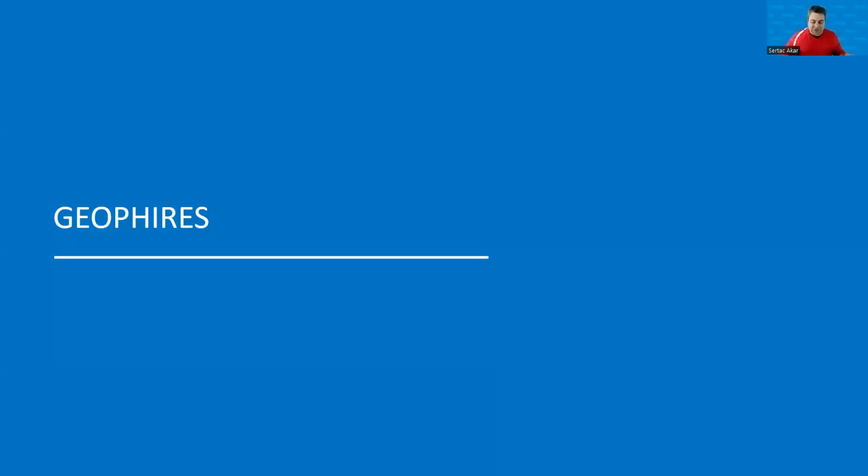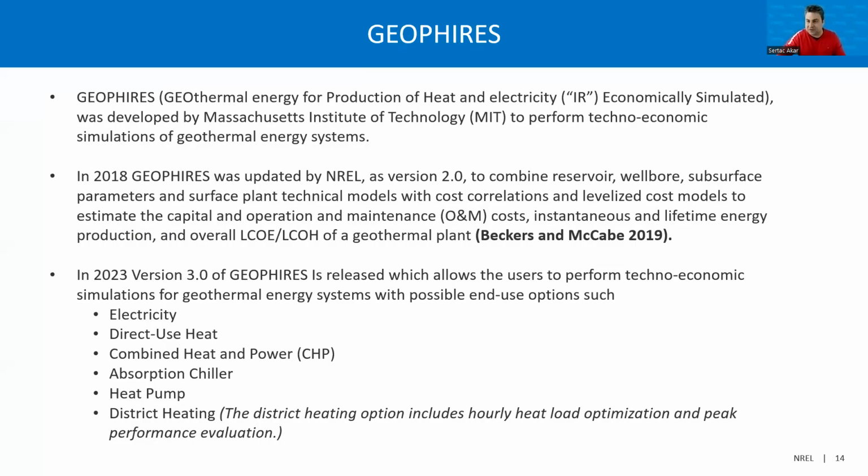TEA has these components. So now I'm going to talk about tools that we can use for this. One of them is GEOPHIRES. It was originally built by MIT, and in 2018, NREL updated this tool by adding the reservoir, wellbore, and surface parameters and surface plant technical models, cost correlations, and a detailed calculation of the LCOE, including the capital cost and the O&M cost of the project.